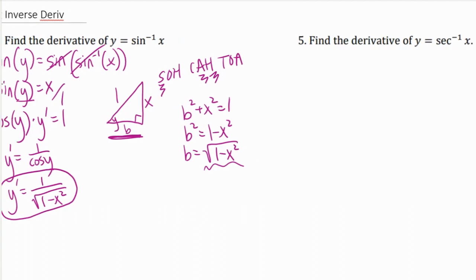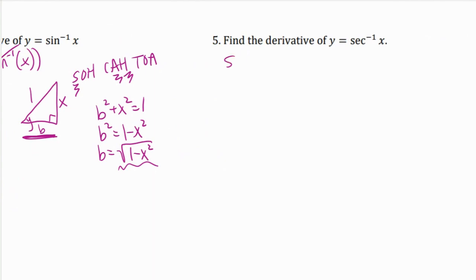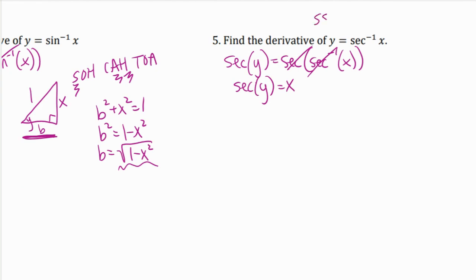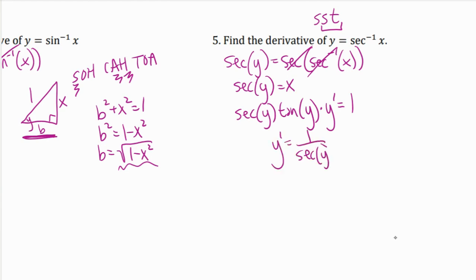Let's do the same thing with secant inverse of x. So take the secant of both sides. Secant of y is equal to secant of secant inverse of x. Secant of secant inverse, they undo each other. So I get secant of y is equal to x. Let's take the derivative using implicit differentiation. The derivative of secant is secant tangent, times the derivative of y, which is y prime. Derivative of x is 1. So I get y prime is equal to 1 over secant of y tangent of y.